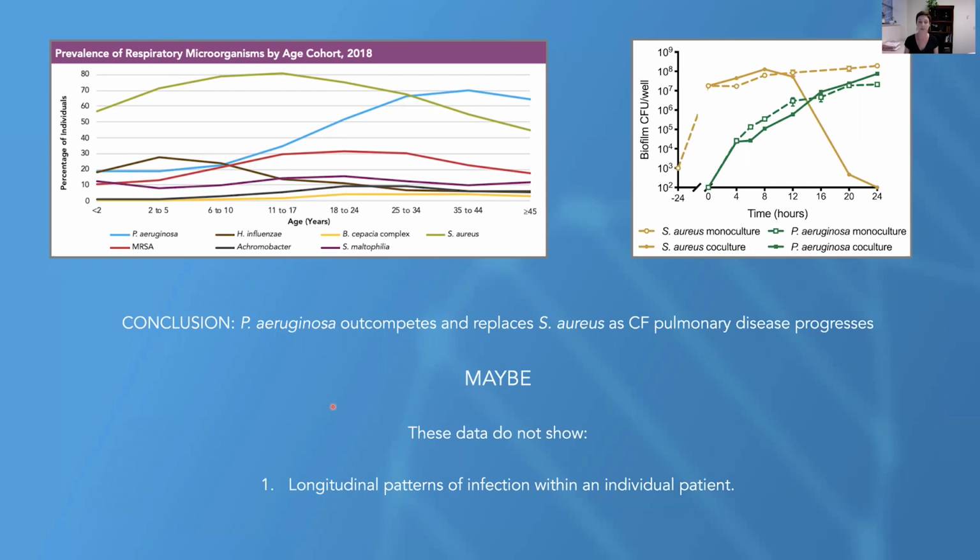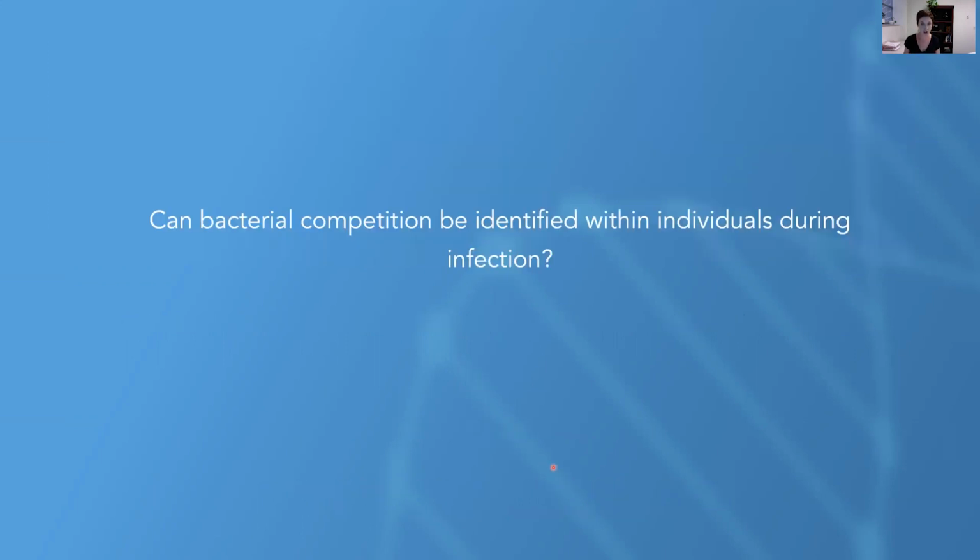So we really need to be able to follow patients over time in order to get an idea of what's happening with their infections. And we also need to be able to see the abundance of each species within an individual. So maybe as a patient gets Pseudomonas, the abundance of Staph significantly decreases, even if it's not completely removed from that patient. So we wondered whether or not bacterial competition could be identified within individuals during infection.